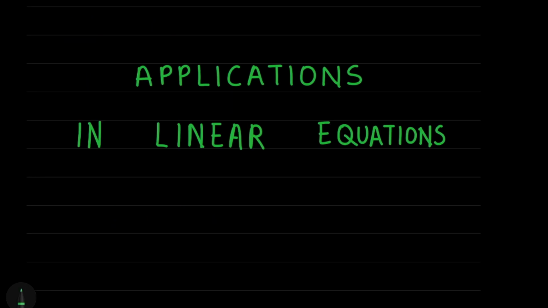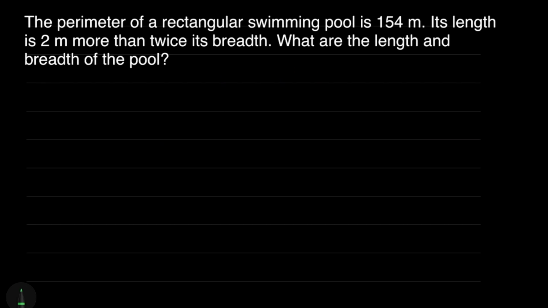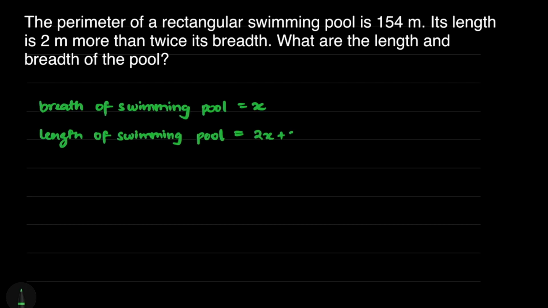Next up, we have applications in linear equation, where we will look at some worked examples. So our first question is that the perimeter of a rectangular swimming pool is 154 meter. Its length is 2 meter more than twice its breadth. And now we have to find the length and breadth of the pool. So first, we'll assume that the breadth of the swimming pool is x. Then length would be 2x plus 2. Both are in meters, because it's written 2 meter more than twice its breadth.